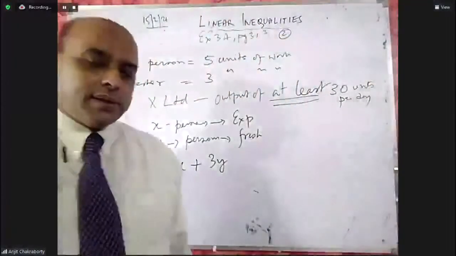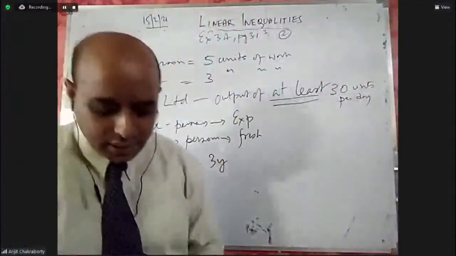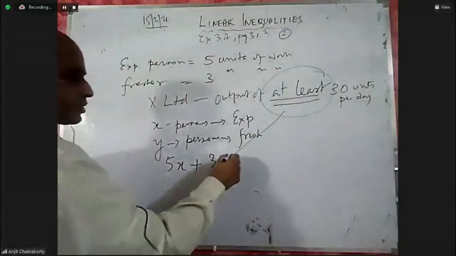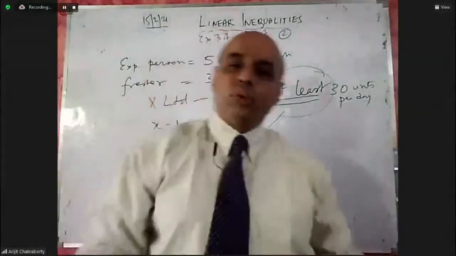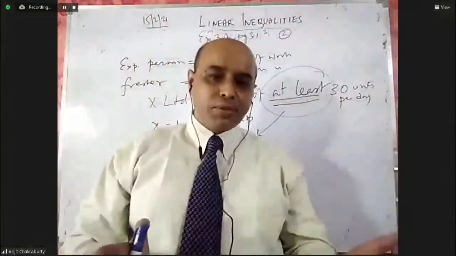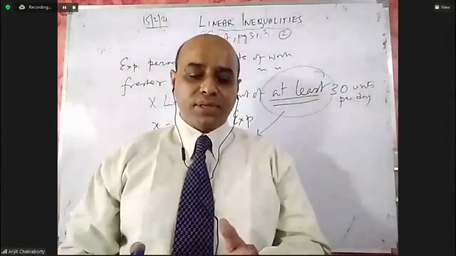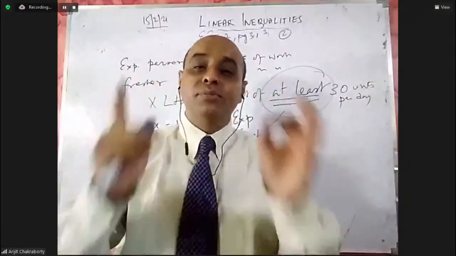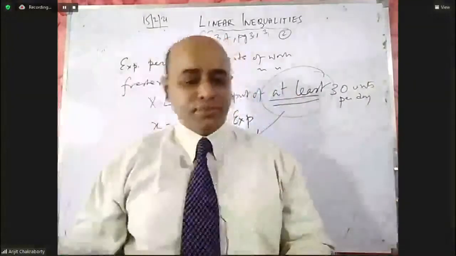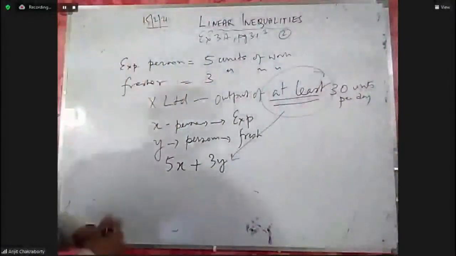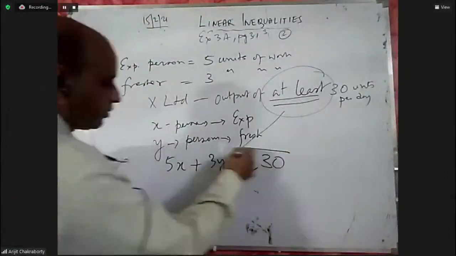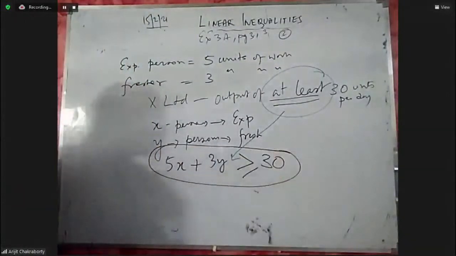But please see the constraint here. We cannot forget this constraint, at least 30 units. Whatever you produce with X experienced people and Y freshers must be at least 30. So it should be 30 or above 30. How to express that? I will write 5X plus 3Y should be greater than or equal to 30. This is the optimization.